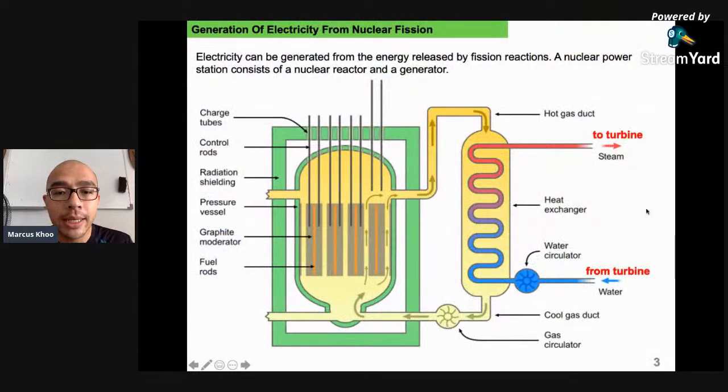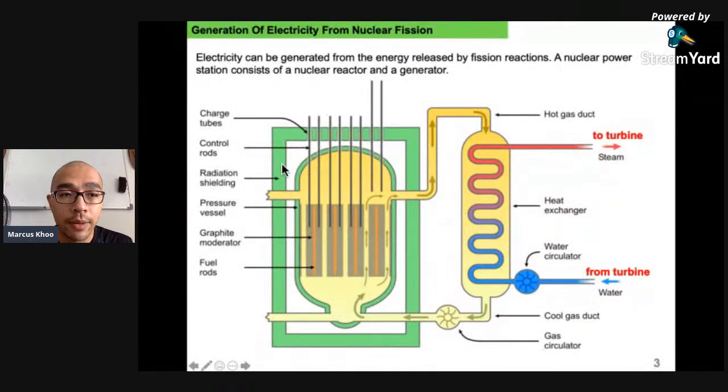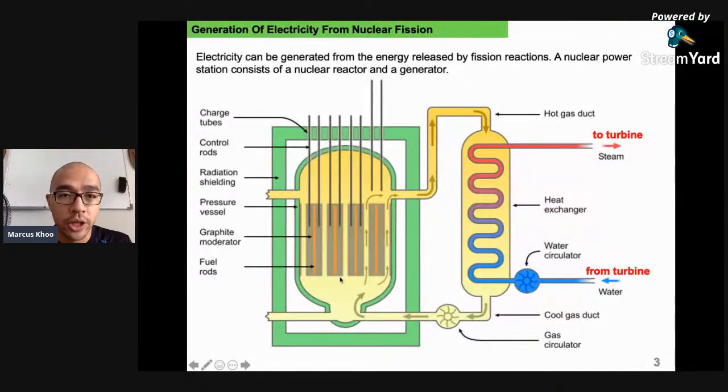Okay, so basically, this is a setup of a nuclear reactor. This is the nuclear reactor part, and then this is the steam generator part. Inside this thing which I'm showing with the arrow over here, this is the nuclear reactor part. So the nuclear reaction happens here, and it's usually by fission. As you can see over here, the energy is released by fission reactors.